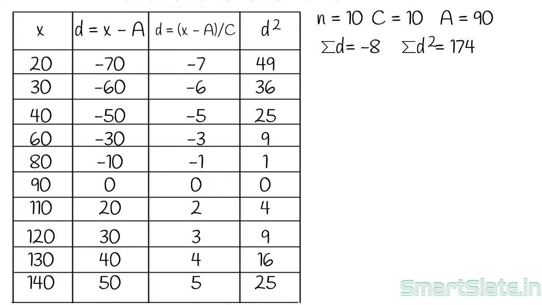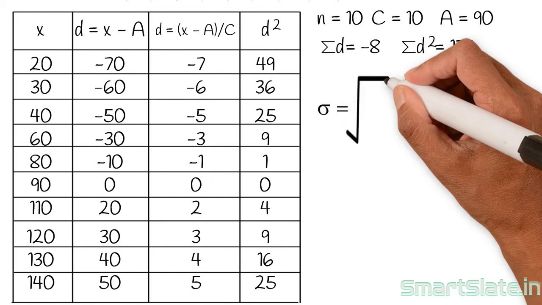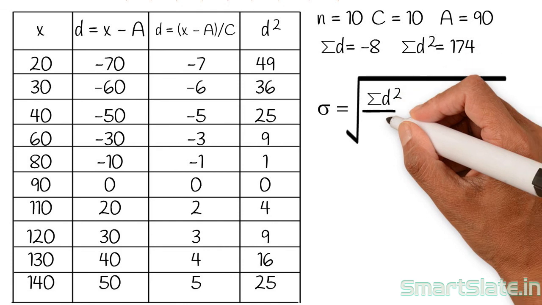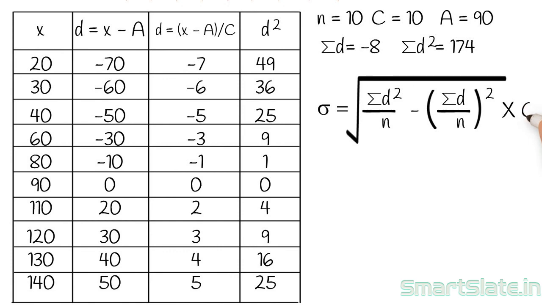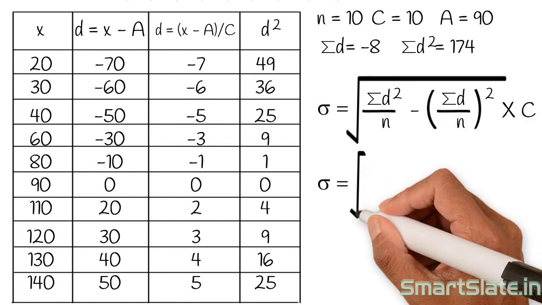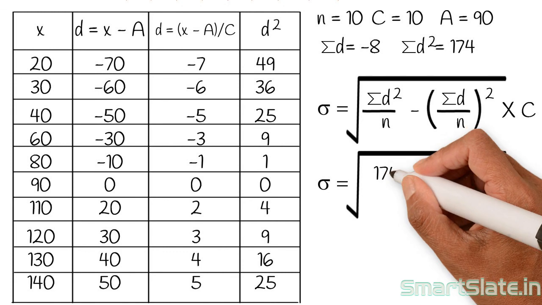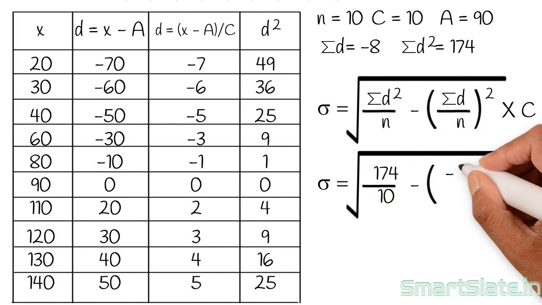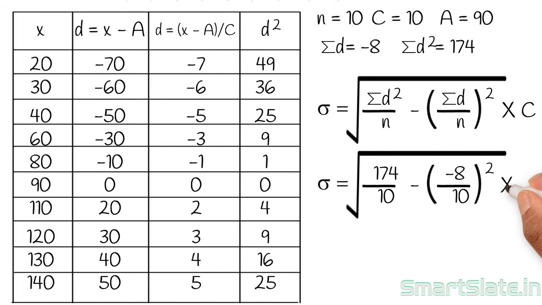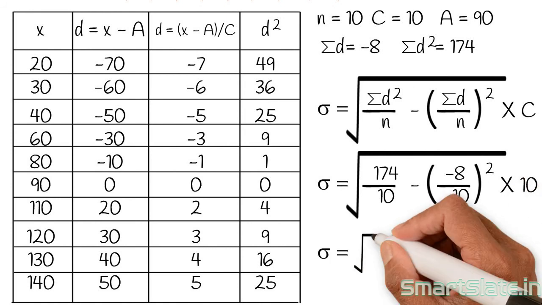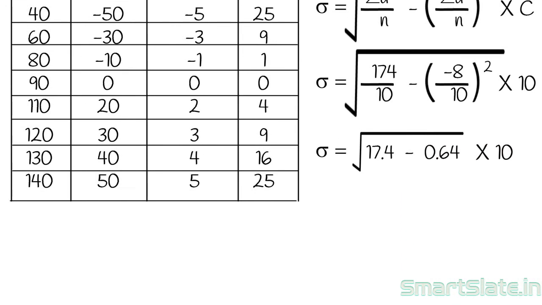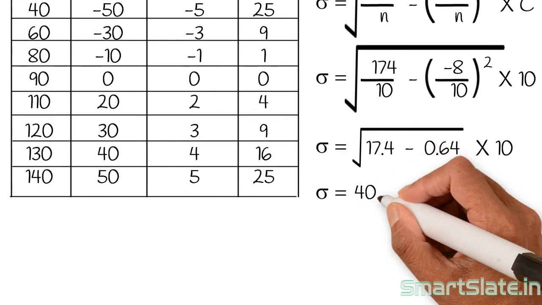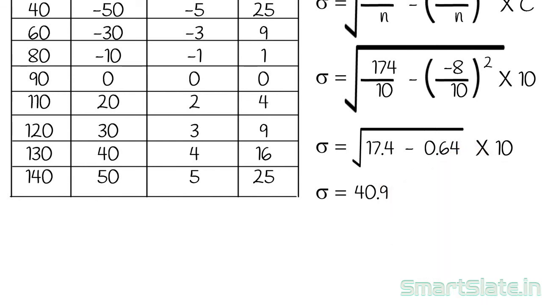The formula we are supposed to use is sigma is equal to square root of sum of D square by N minus (sum of D by N) square, into C. Substitute the values. It is square root of 174 by 10 minus, in the bracket, minus 8 by 10 square, into 10. It is square root of 17.4 minus 0.64, into 10. It is 40.9. So, standard deviation of the given data is 40.9.